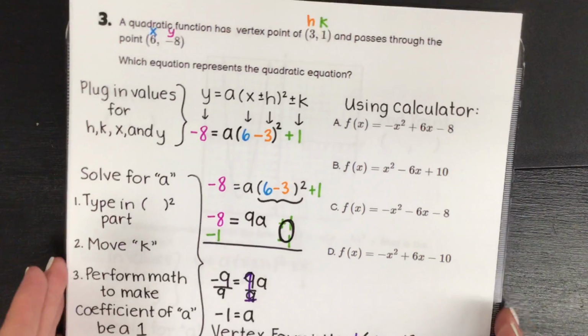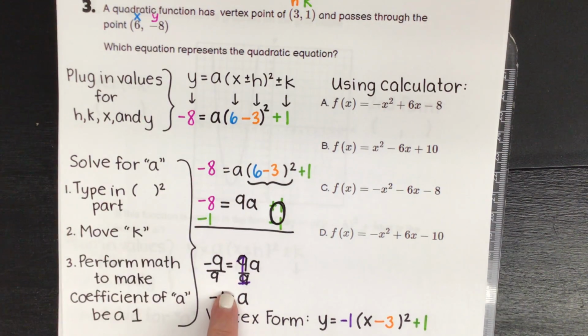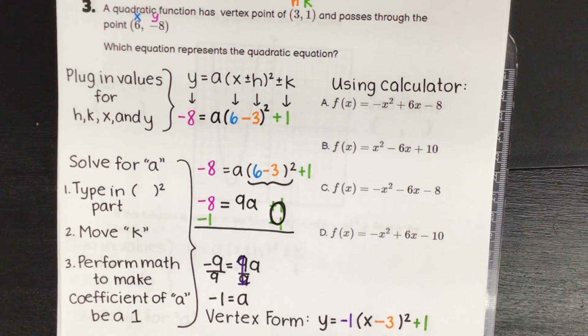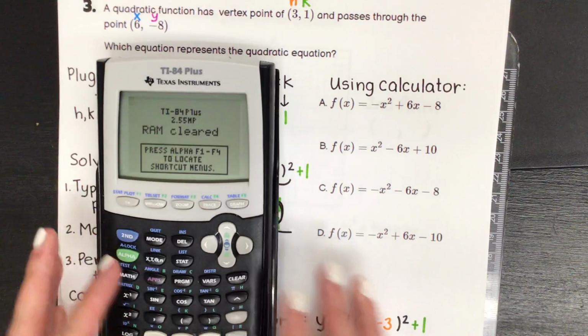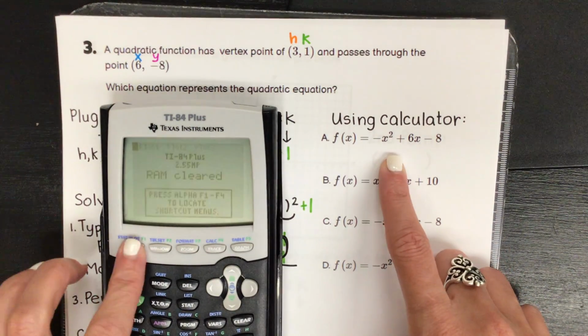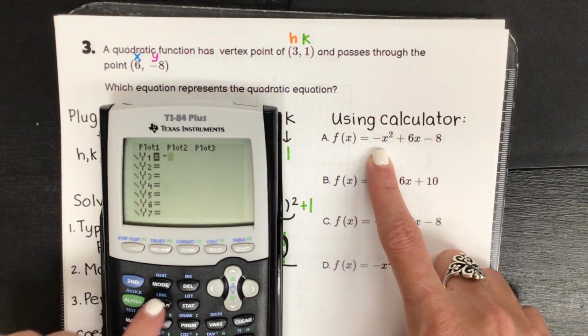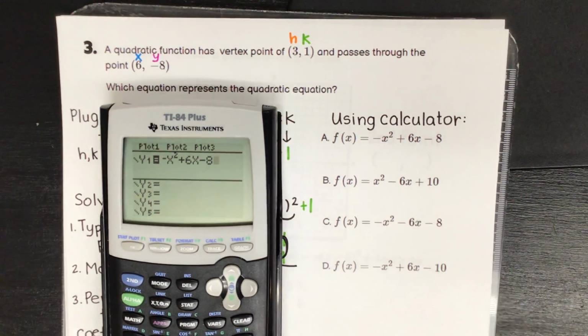Now, I want to point out that you could also use your calculator for this. You would have to figure out your A coefficient, or you don't really even have to at this point. I'm going to use my calculator, and I know that my vertex has to be at 3, 1. So I'm going to type in my first equation, and I'm going to use my calculator's ability to find these locations on the parabola.